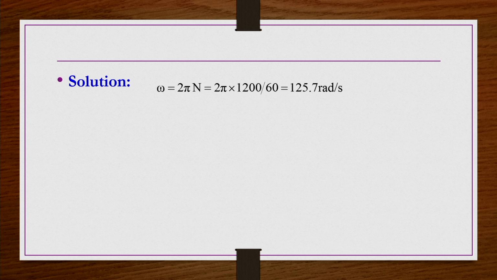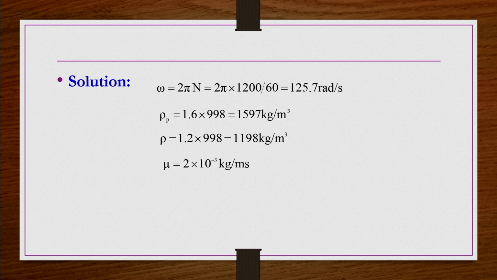The rotational speed is given, so omega you can find out using 2 pi n, which is 125.7 radians per second. Rho p and rho are given as specific gravities, and we multiply by 998 to get the density units of kg per meter cube. Mu is given, R2 is given, and dpc is given as 30 microns, which we can write as 30 into 10 power minus 6 meters or 3 into 10 power minus 5 meters. B is given as 0.4 meters.